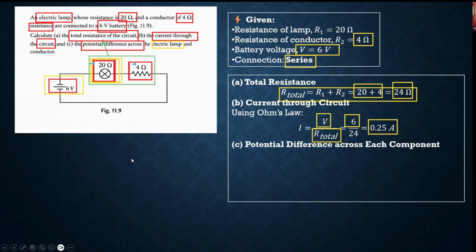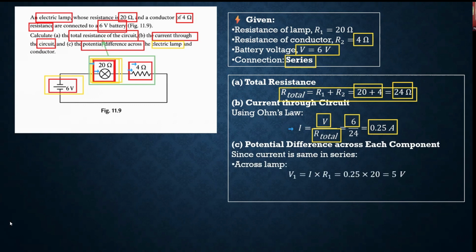Okay. Potential difference across each component. Now you know the current, and you know the resistance of the lamp and of the conductor. So you multiply current with resistance for each component. Across the lamp the current will be the same, 0.25 amp, and the resistance is 20 ohm, so you get 5 volt.